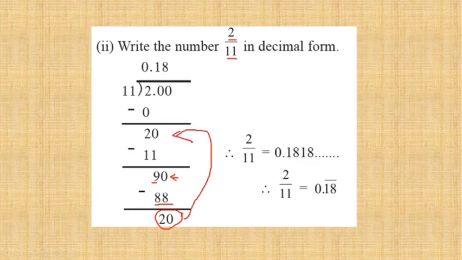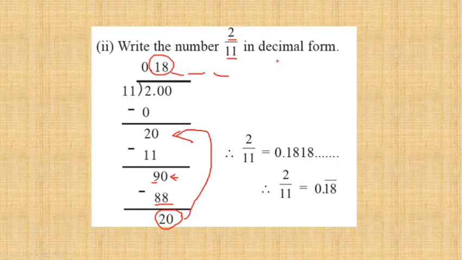Yes. So when you multiply 11 ones are 11, again you will get 9. Then that 9 converts into 90. You will get again 11 into 8 will give you 88. So 18, 18, 18, 18 will get repeated. When two numbers or more than two numbers get repeated again and again, for example, like this 18 is getting repeated all the time, 0.18, 18, 18, 18, 18 like that.